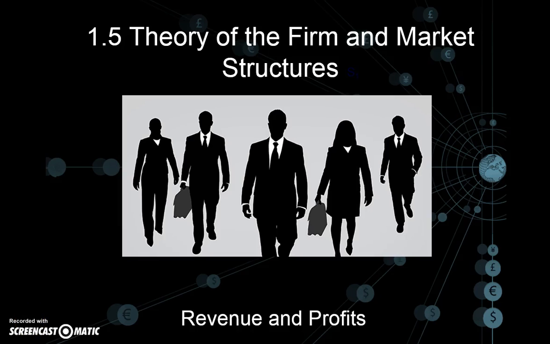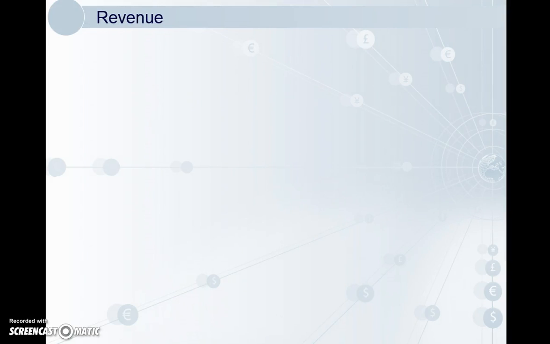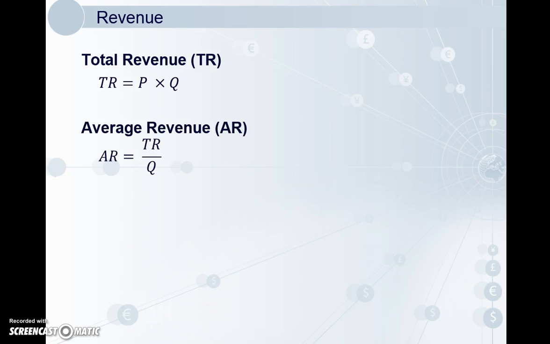Hi all, this is section 1.5, the theory of the firm and market structures, and today we're looking at revenue and profits. So first thing we'll do is get our heads around the terminology. Total revenue, nothing new to you, price of the good times the quantity sold. Average revenue is just the revenue per unit sold, so total revenue divided by quantity, and marginal revenue is the change in total revenue over the change in quantity, essentially the additional revenue from selling one more unit.